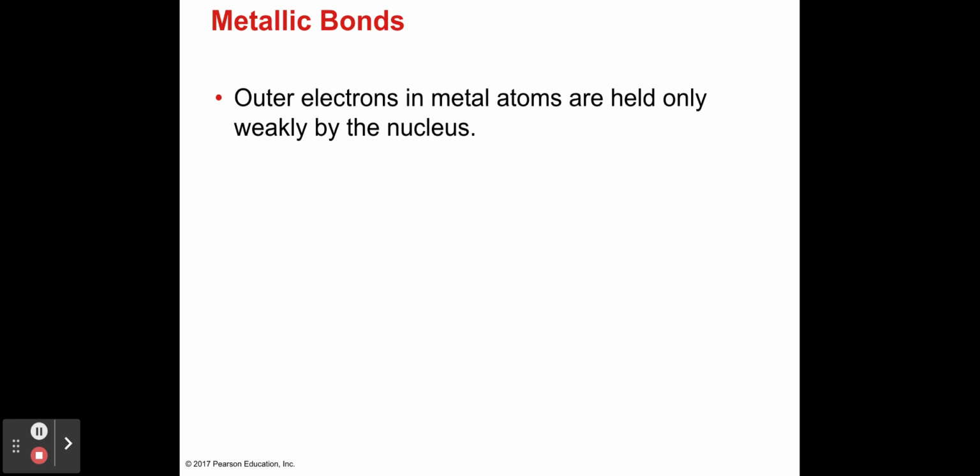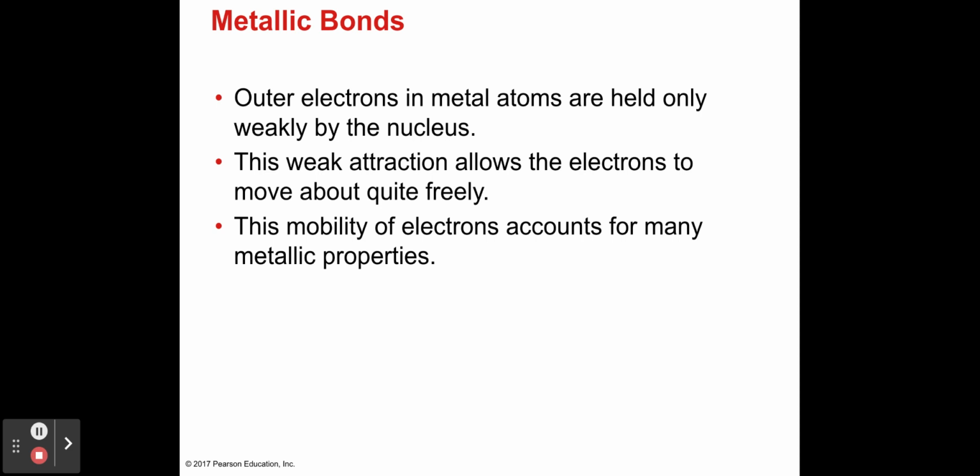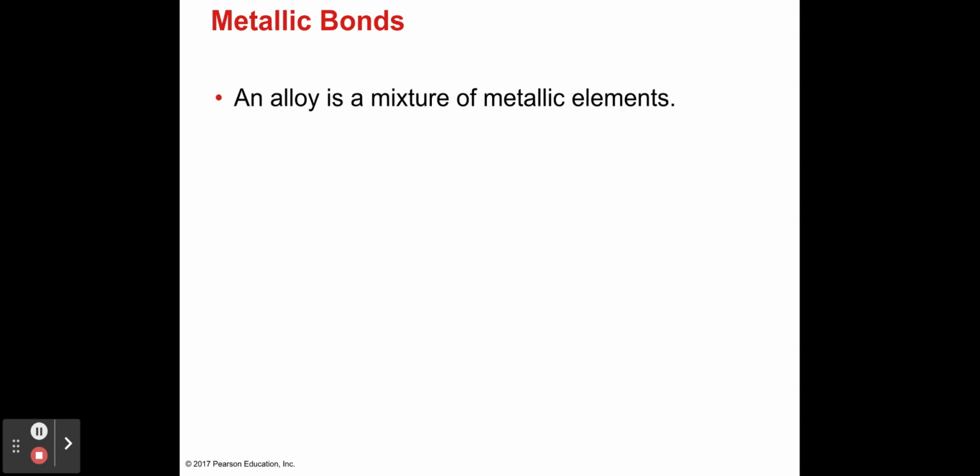So again, from the name, a metallic bond is a bond that is only found in metals. Okay, you only have this bond in metals, and the outer electrons in metals are held only by a weak force from the nucleus. And so this weak attraction allows the electrons to move about quite freely. And so this mobility of electrons accounts for many metallic properties.